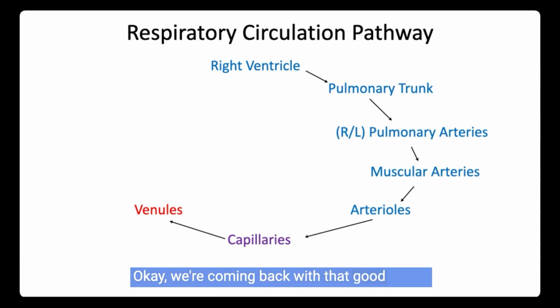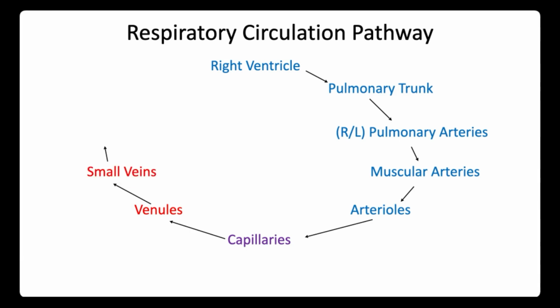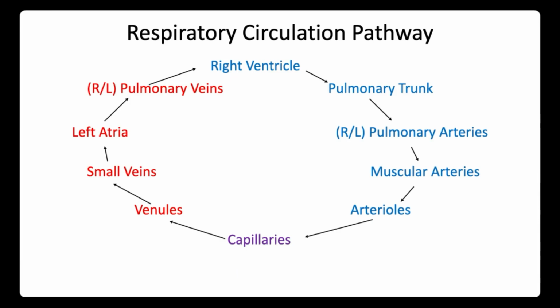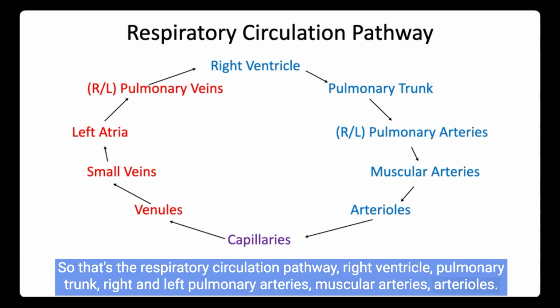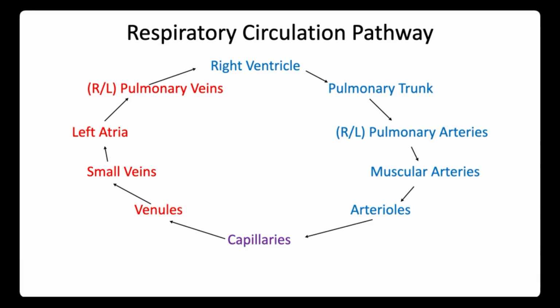Okay, we're coming back with that good blood through the venules. Then we're up to small veins. Then we go to left atria, right and left pulmonary veins, and we're back. So that's the respiratory circulation pathway: right ventricle, pulmonary trunk, right and left pulmonary arteries, muscular arteries, arterioles, capillaries, venules, small veins, left atria, right and left pulmonary veins. Yes.